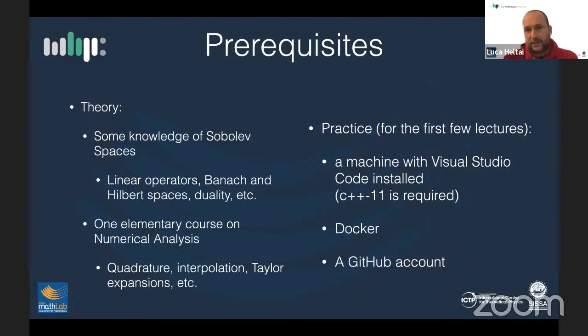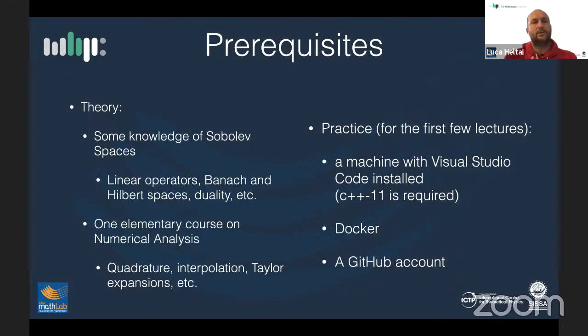In terms of the practice, for the first few lectures at least, you'll need a machine with Visual Studio Code installed, and we require a C++11 compiler, or alternatively Docker, to have everything pre-built and working within Visual Studio Code. Visual Studio Code is an IDE which is cross-platform, so I'm going to be able to work with you if you are on Windows, on Mac, or on Linux, as long as you have Docker installed and Visual Studio Code installed.